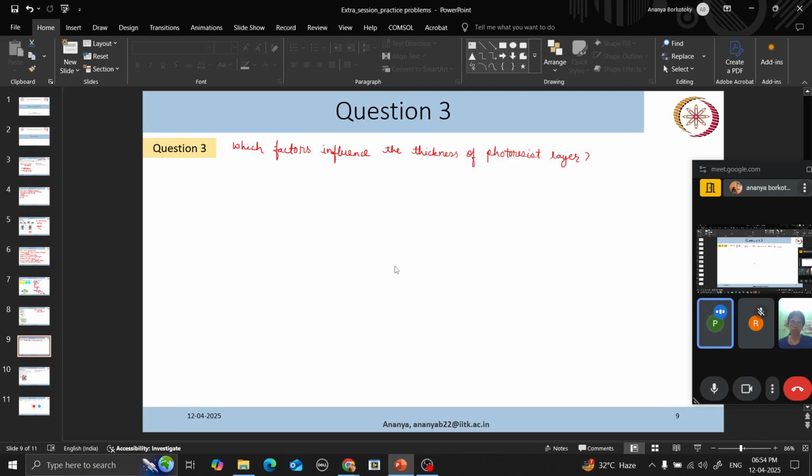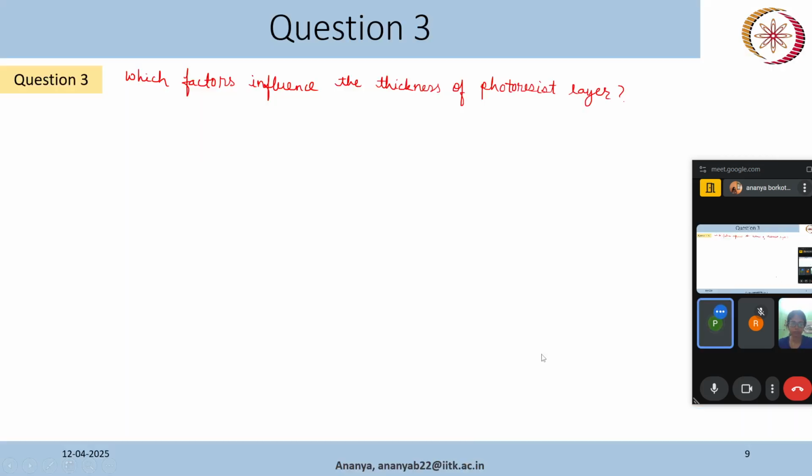Speed, yes, the rotation speed. The viscosity of the photoresist material, yes, and also the duration, right? And the spin coating time also, how much time it is taking. Right. So these are the main factors.